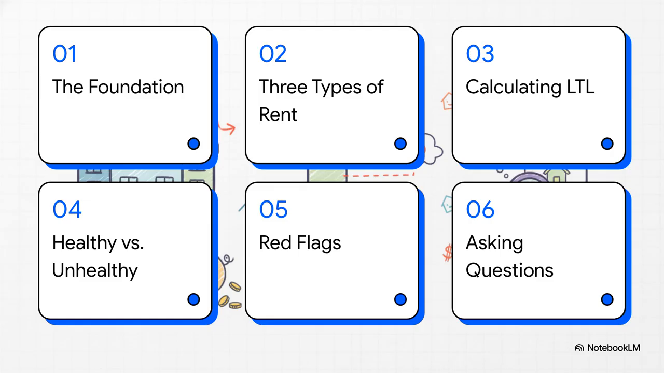So here's how we're going to tackle this so you can achieve that mastery. We've broken it into 5 clear sections. We'll kick things off with the absolute foundation, the 3 types of rent. Then we'll get into the nuts and bolts of calculating the LTL gap. After that, we'll play doctor and diagnose a healthy LTL from an unhealthy one. From there, we'll dive into the major red flags to watch out for, and we'll wrap up by giving you the exact questions you need to be asking.